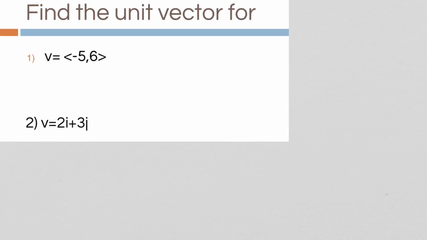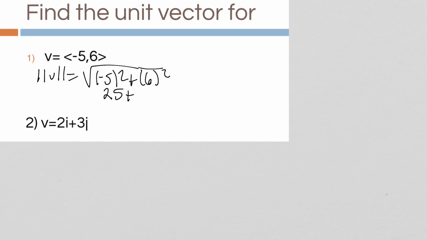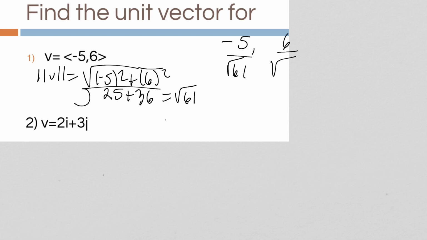All right, let's take a look at 2 more examples. Let's get the magnitude first for this one. When I do the magnitude, I get, let's see, 25 plus 36, which is the square root of 61. So I'm going to be taking my vector, negative 5, dividing it by the magnitude. And I'm also going to be taking the 6 divided by the magnitude.